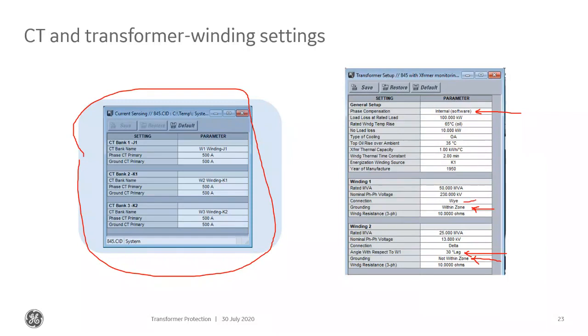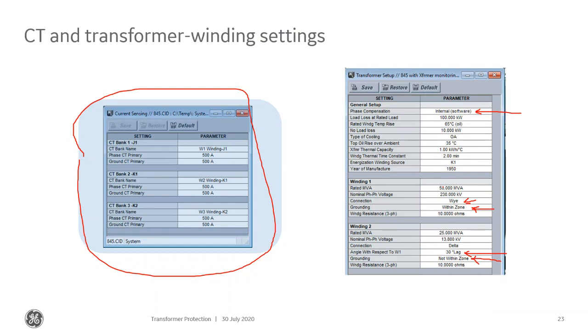It's set in Y, and this must be a grounded Y because it's set within zone. Now, that angle with respect to winding 1 and the grounding, this is how the relay does phase compensation and zero sequence removal. The way that it does this, we can think of it doing this in one of two ways. One of the ways is the simpler way, and we could say that it magically removes the zero sequence current and shifts the currents by 30 degrees.